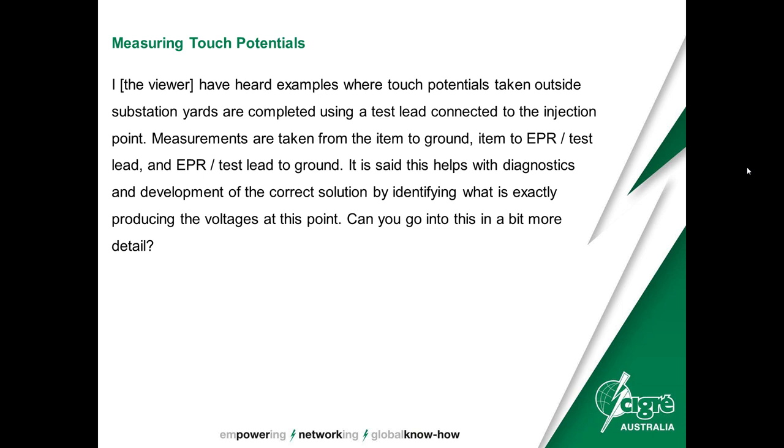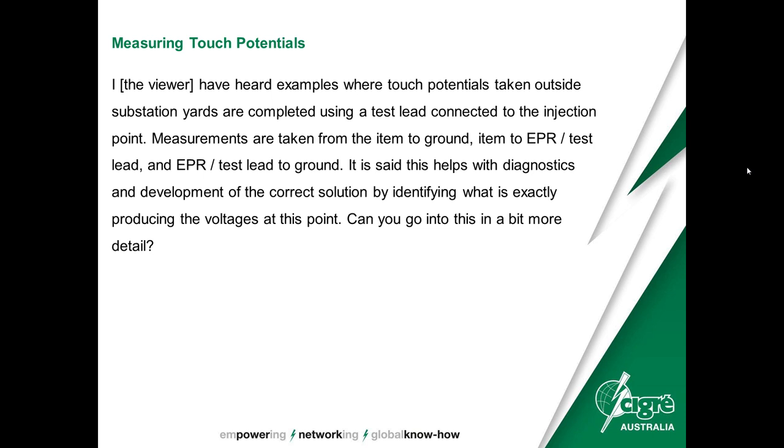But let's say you were doing your fall of potential test, you've got the EPR lead out anyway. Let's say you could safely move 20, 30, 50 metres in either direction. Instead of just taking a touch voltage measurement to a fence 10 metres away from a sub and wondering what created that touch voltage, if you have your EPR lead with you, you can prove what created that touch voltage. So let me paint you a simple picture.